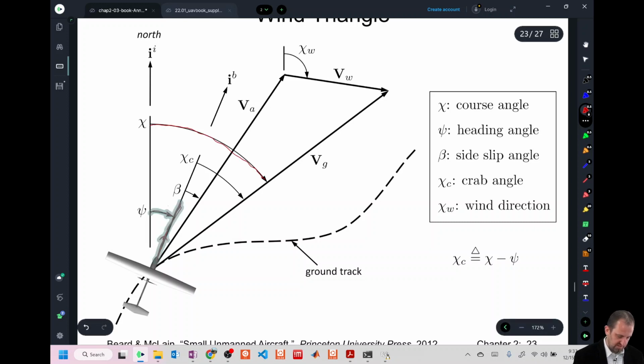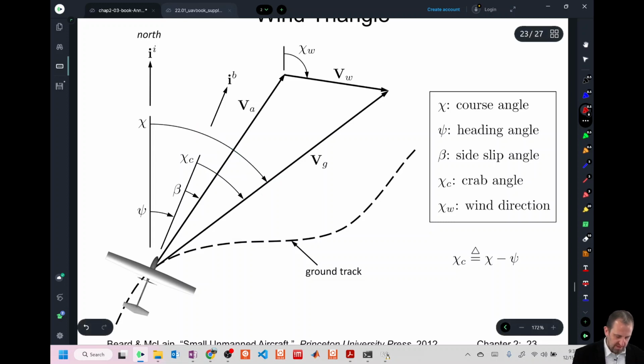Okay, then if we look at our course angle, so let me erase those reds. Now this course angle, again projected down, is the angle we'd have to rotate to get from the north to where we're actually moving. Right? So the course angle looks at, from the north vector, how we are actually moving in the north-east plane.